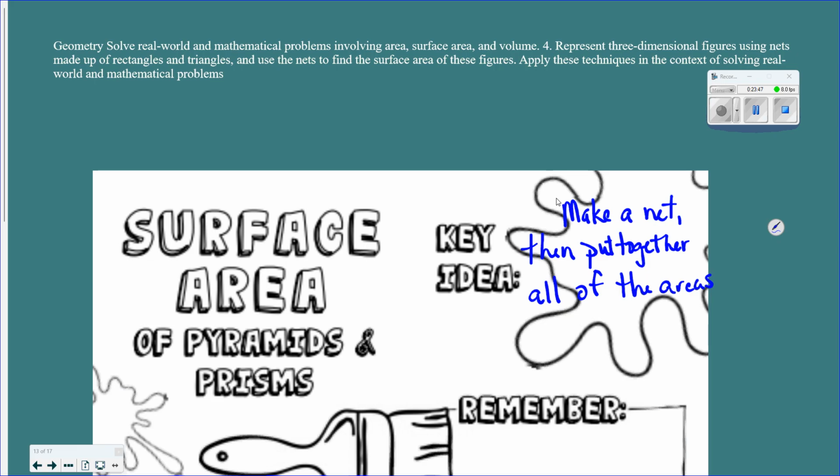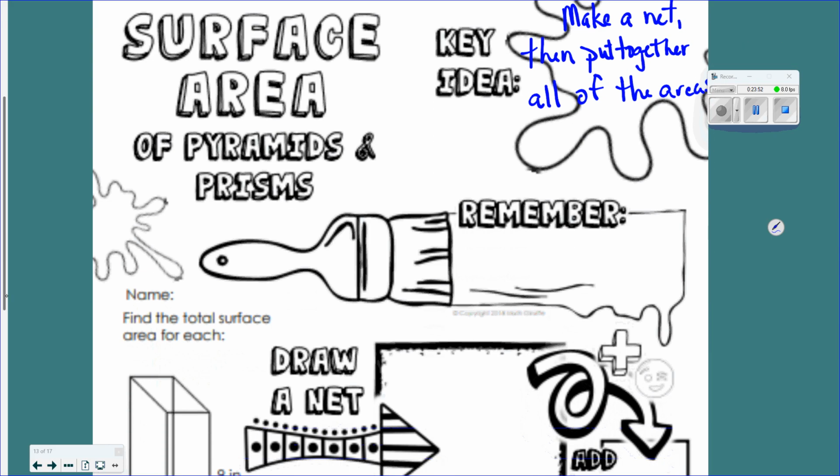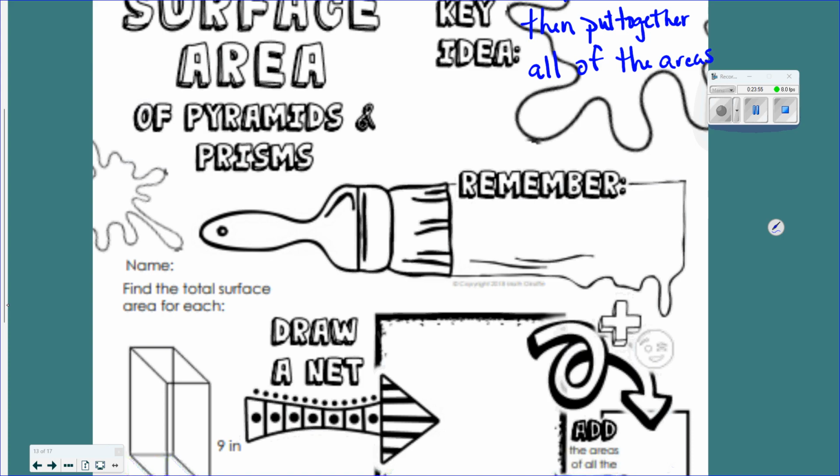Okay? Remember, when we're talking about surface area, surface area is everything on the outside. If I'm looking at what's inside, what measurement do I need? Volume. So volume is what's inside of it. Surface area is everything that's on the outside. Everybody good on that? Okay?